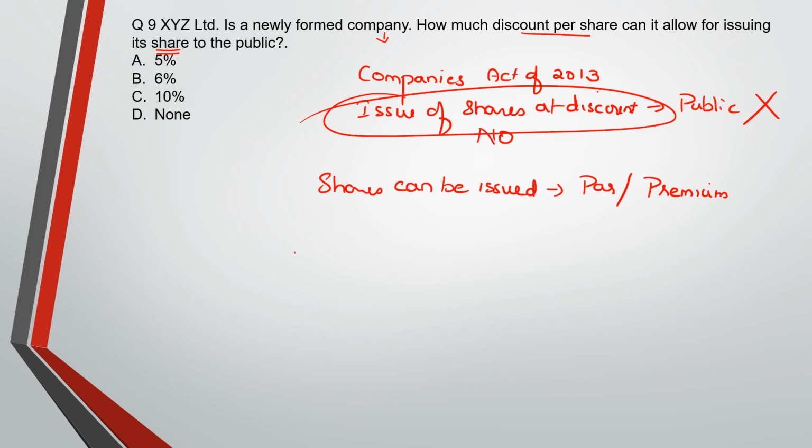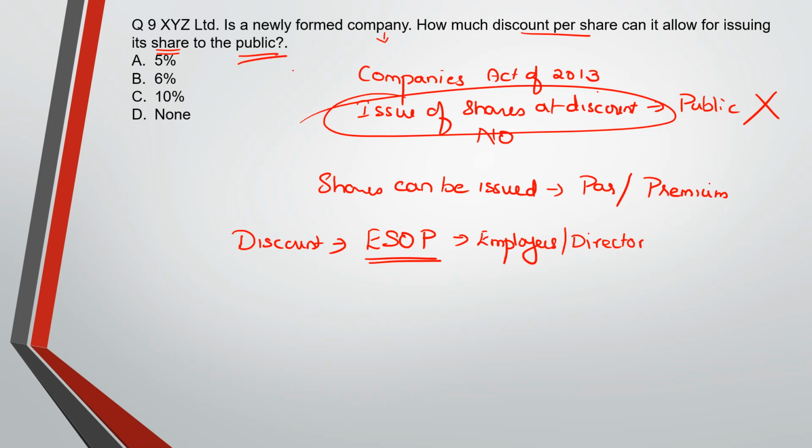The only case where shares can be issued at discount would be in case of employee stock option plan. That is, when it is issued to the employees or directors of the company, then under the ESOP plan, stock option plan, then only it can be issued at discount. But here, when it is being issued to public, it cannot be issued at discount, and therefore D, none would be the right answer for this. Hope that is clear.